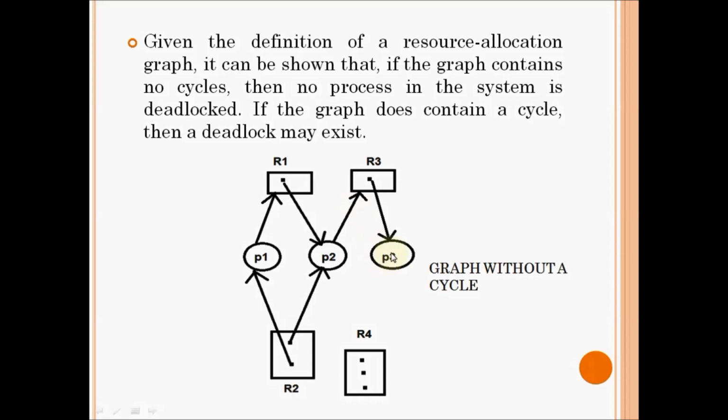Once P3 is completed, it can release R3, and R3 can be used by P2, and R2, you can see here, is already there with P2. So once P3 is completed, R3 will be allocated to P2, and P2 can also complete its execution without any problem. Now, once P2 has completed its execution, it will release R3 also, it will release R2 also.